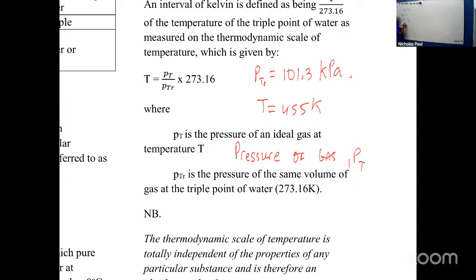So cross multiply, it will be 455 by 101.3. This by this is this, divided by this. How much? 168.7 kilopascal. Right? So that's basically how we use the thermodynamic scale. All our temperatures will be in Kelvin.